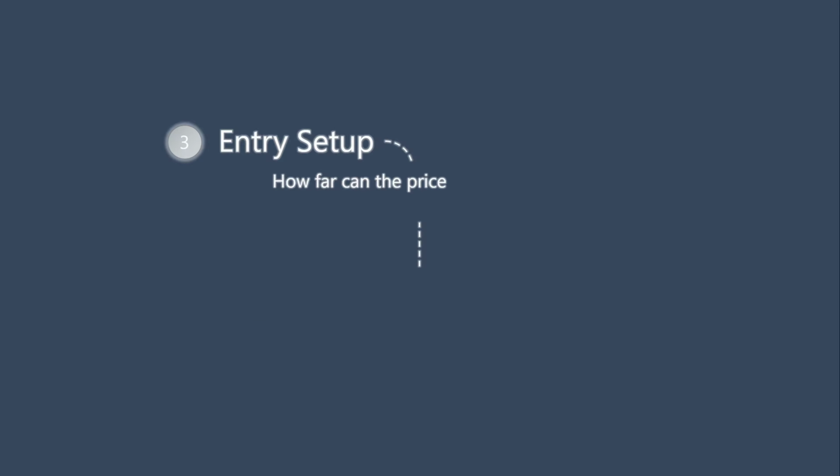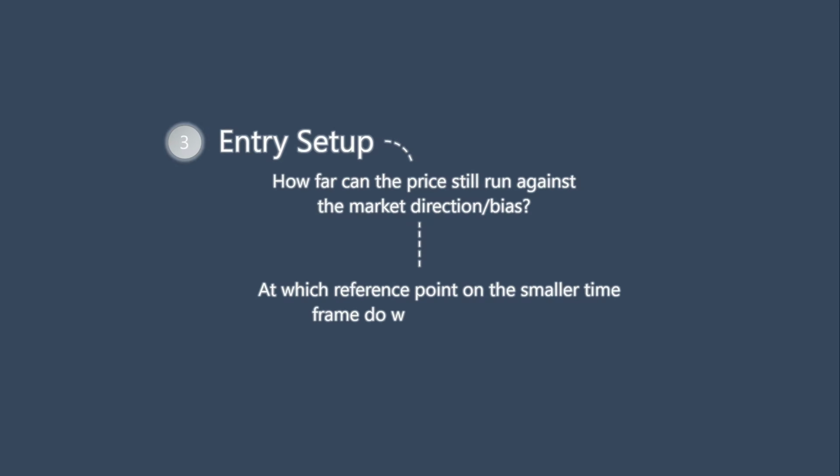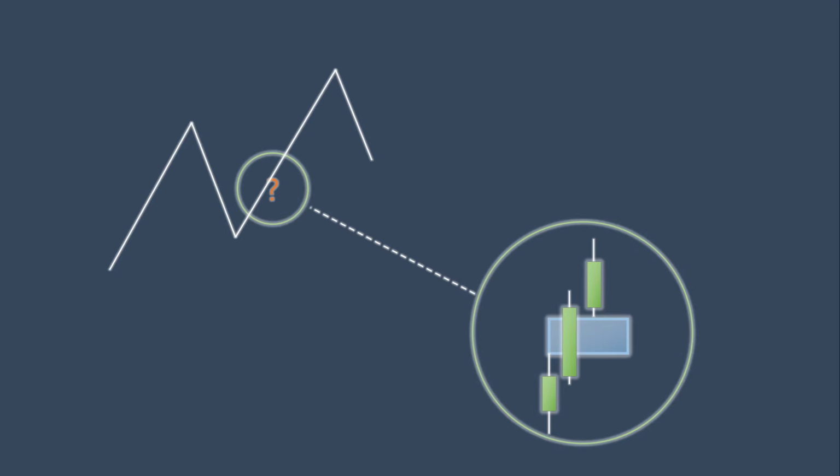And point number 3, the entry setup. That is, how far can price still move against the current market direction or against our bias, and at which reference point on the smaller time frame do we then expect a reaction. This time frame can now be the hourly chart, the 4-hour chart, or even the 50-minute chart, depending on whether we are active as swing traders or day traders.